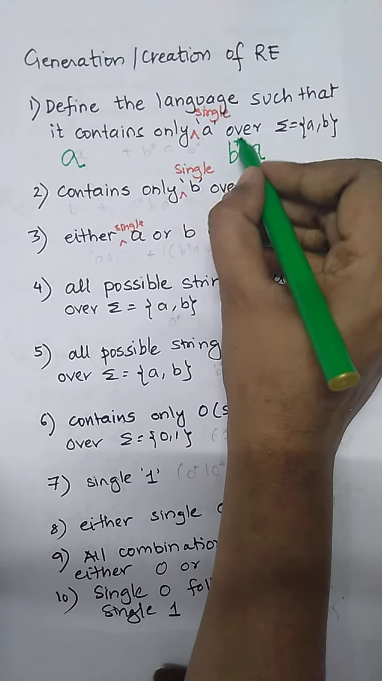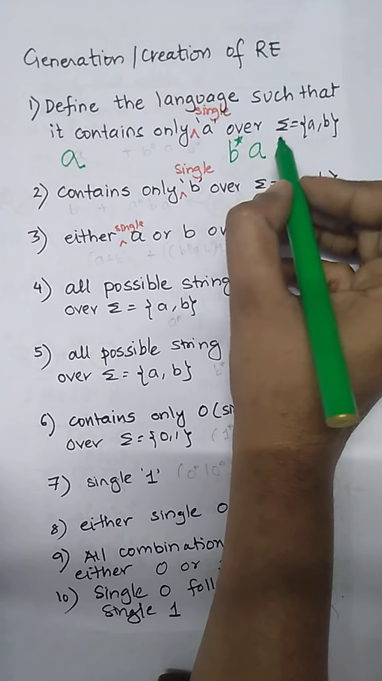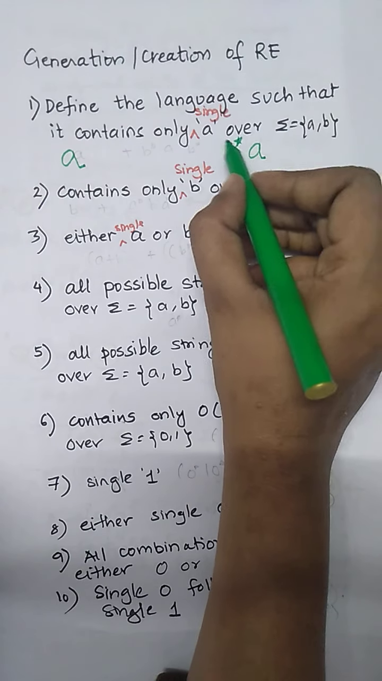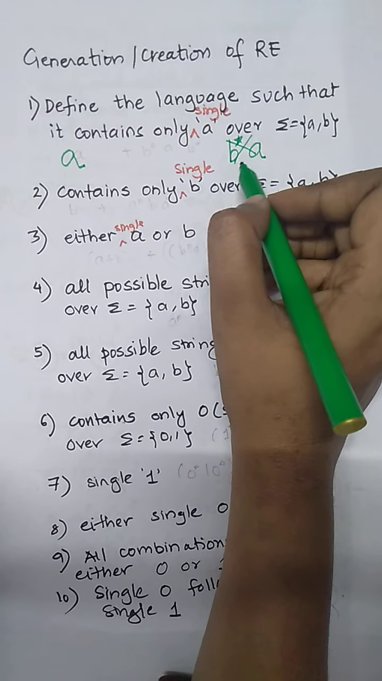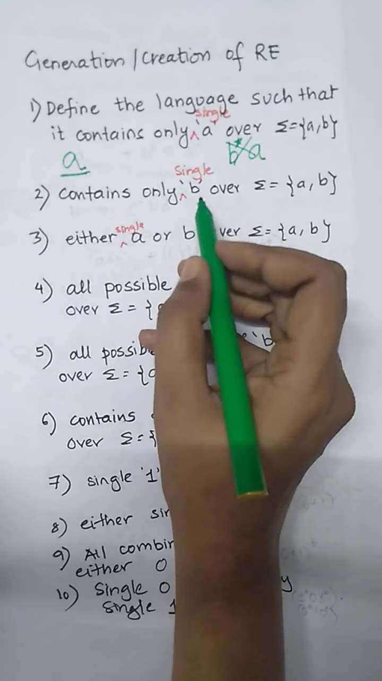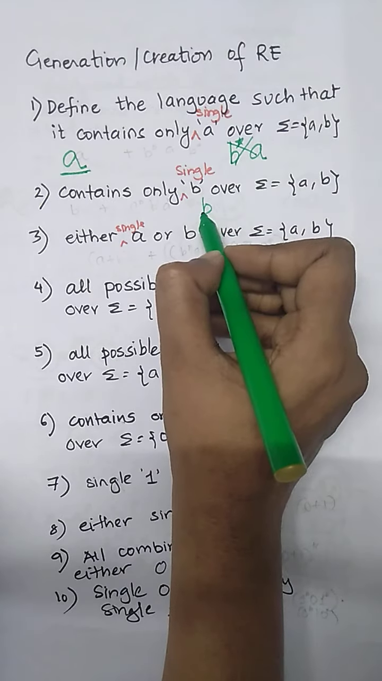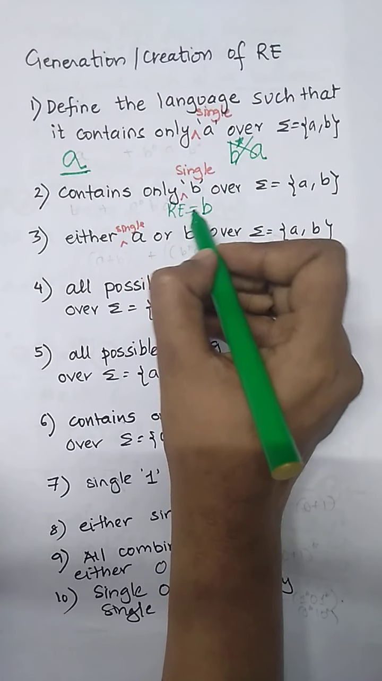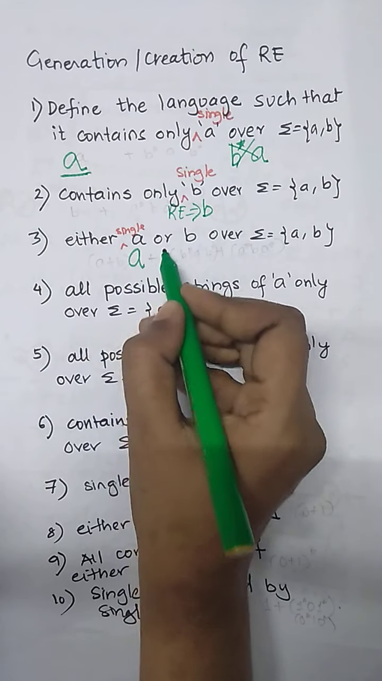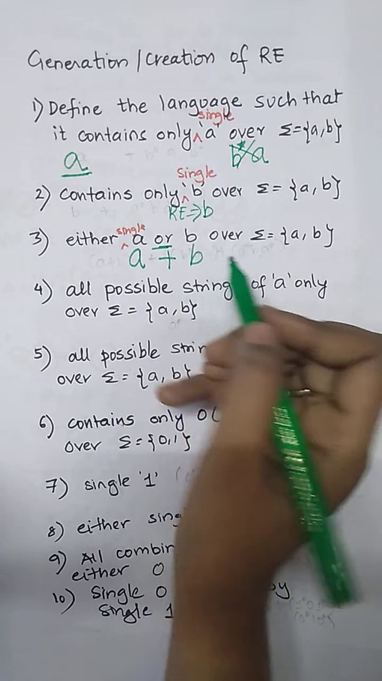Ignoring means any combination of b will not be a possibility, because when b occurs multiple times, it is going to change the meaning. So we are not going to consider any occurrence of b. So only a means only a. Now, contains only a single b, so sigma is equal to {a, b}. So single b means only b. So this will be the regular expression for your question: either single a, or, with which notation? The plus sign, or the single b, which will be b.